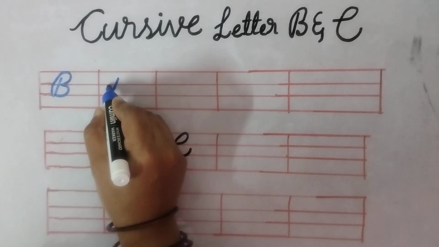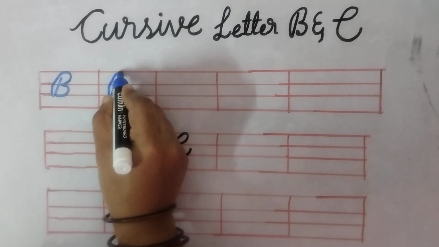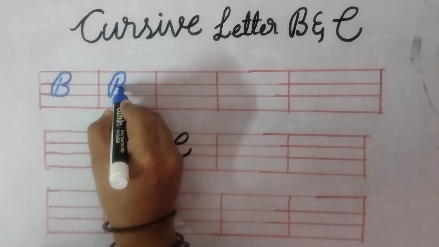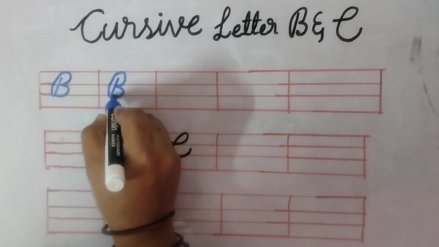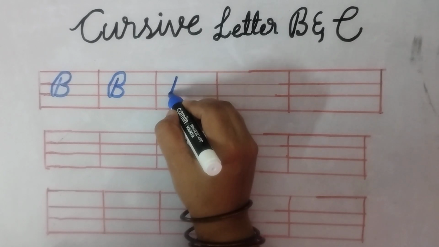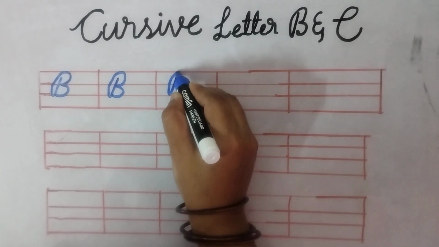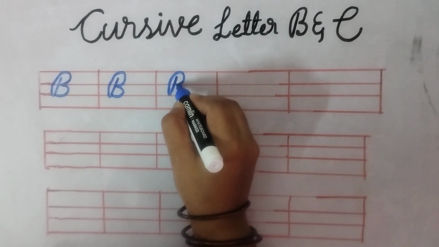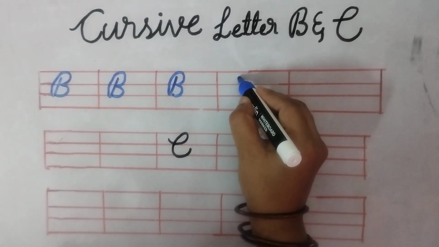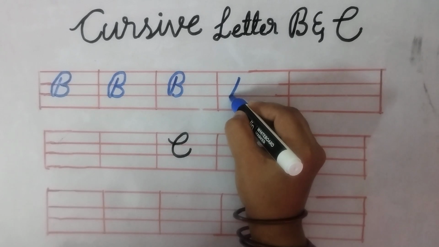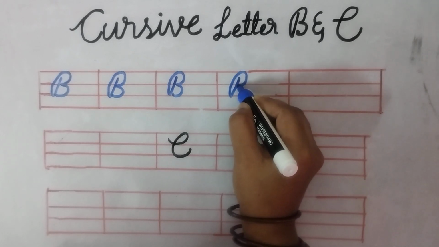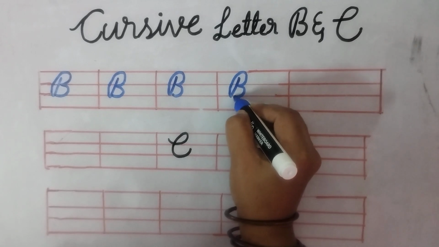Somewhat slanting line and curve touch to this upper line. Okay, then like this. So B for ball, B for ball. Okay, somewhat slanting, then curve. So like this, we join this curve.